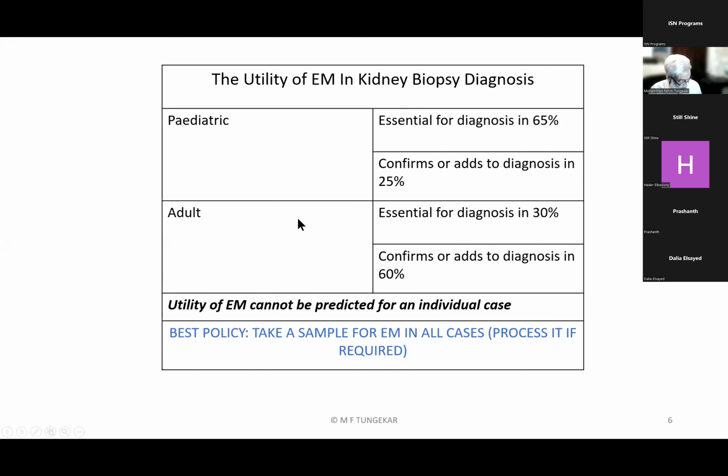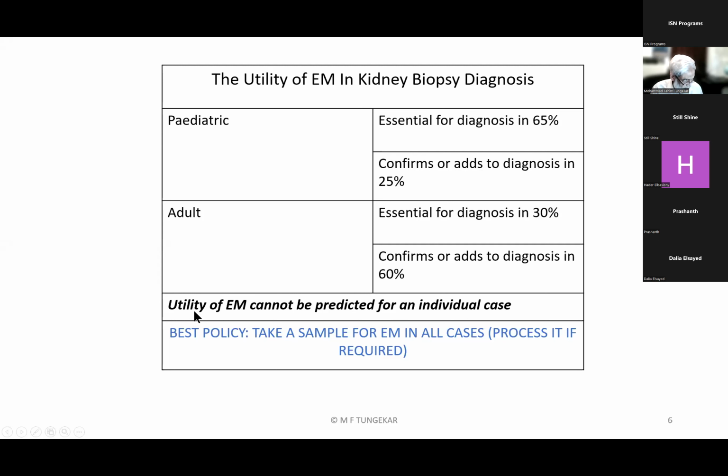In adults, however, the situation is more or less reversed. It's essential for diagnosis in 30% of cases, and confirms or adds to diagnosis in about 60% of cases. Now, I should add here that we are considering native kidney biopsies at this stage, native biopsies. And this part of my public presentation is mostly about native biopsies.